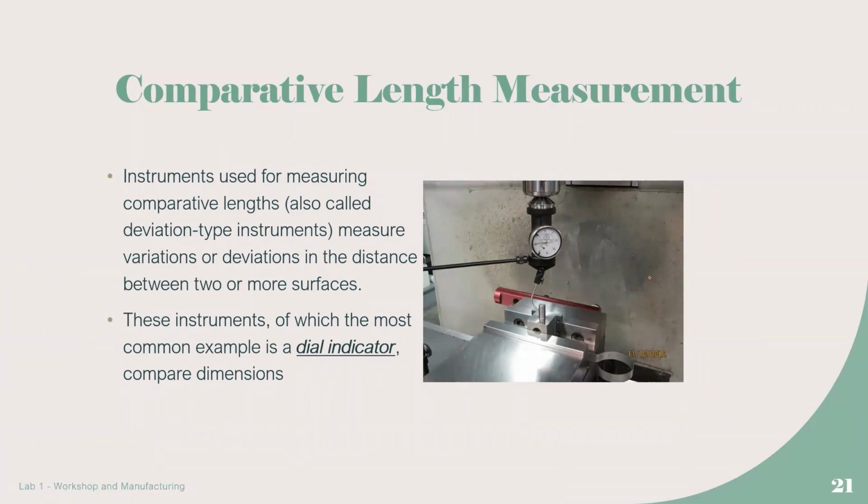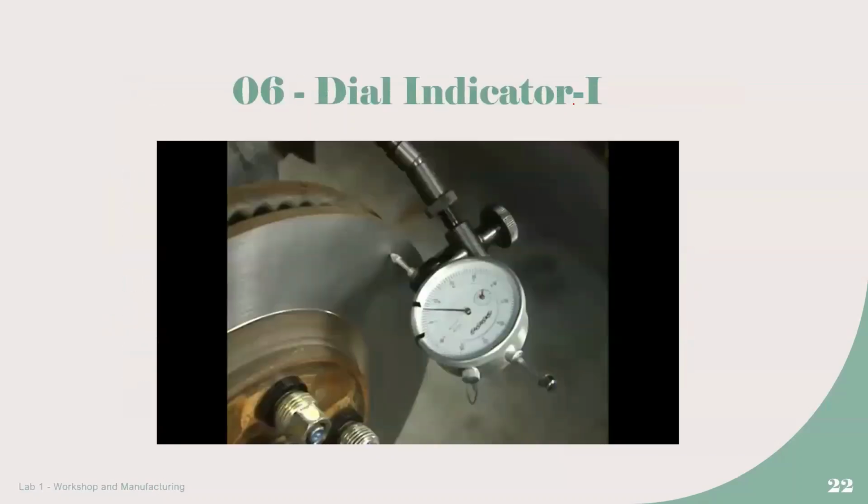These devices or instruments measure the variations or deviations in the distance between two or more surfaces. Let's say you want to measure the length differences between this point and this point. You can use these comparative length measurement instruments. Here, this is a dial indicator. Please watch the video. So basically what it does is that it measures the levels between two surfaces.